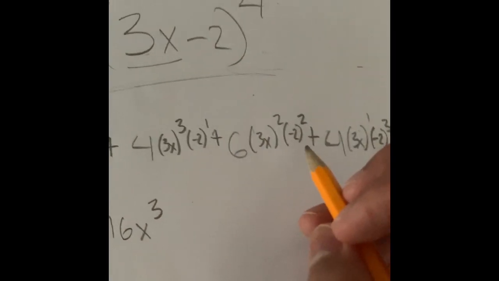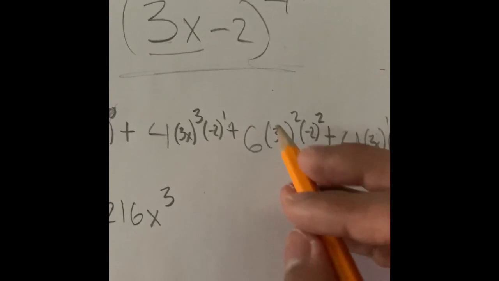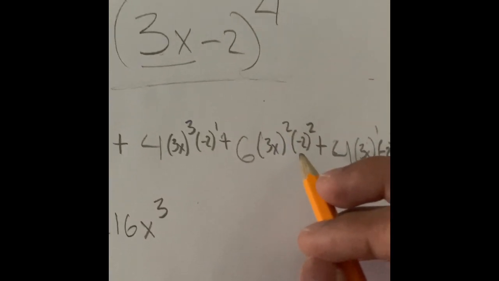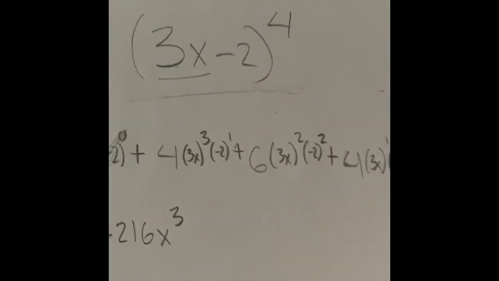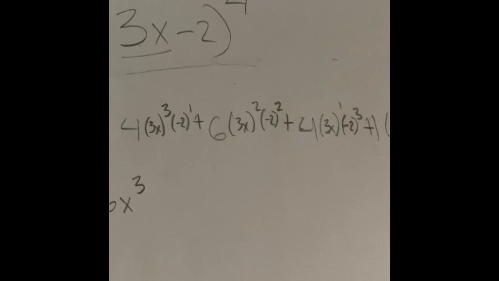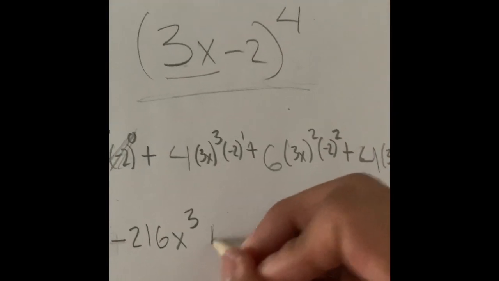Now let's go on to the next one. Negative 2 squared is 4. And then we got the 9x cubed times 4. So 9 times 4 is 36. And then 36 times 6 is 216 again. So we add 216x squared.